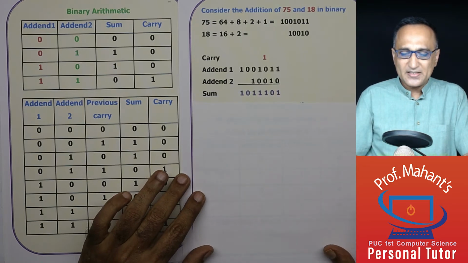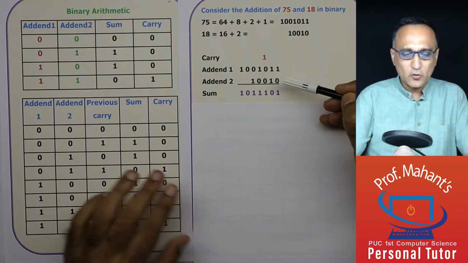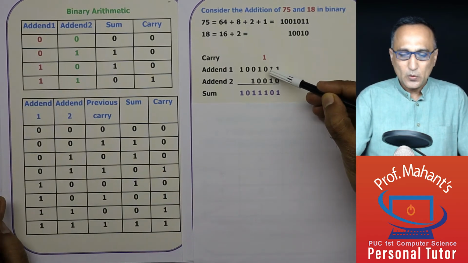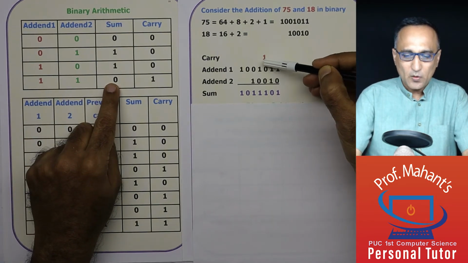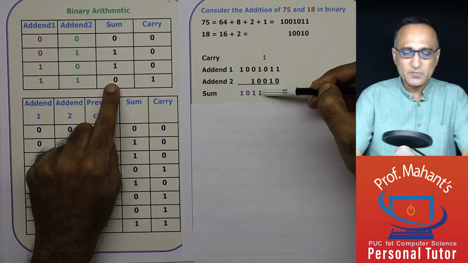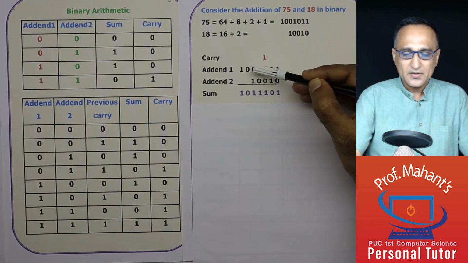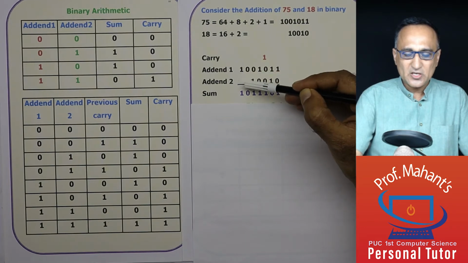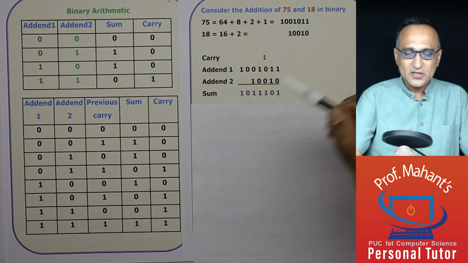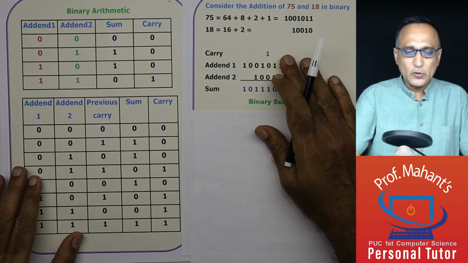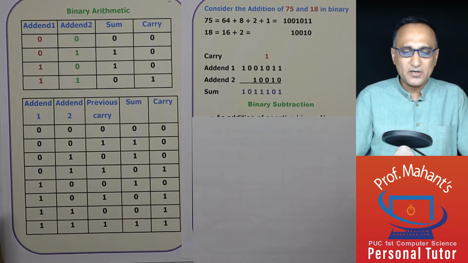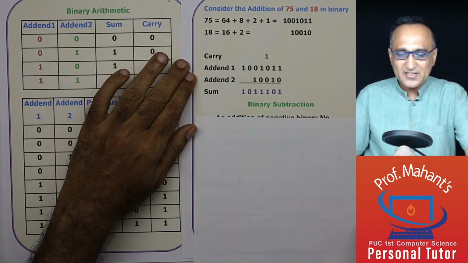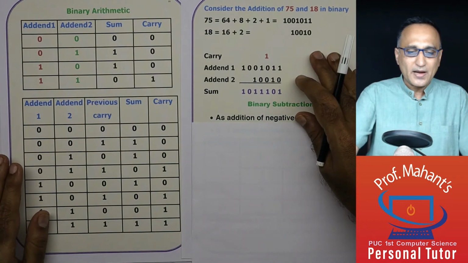So let's try to take a look at the simple logic. 1 plus 0, okay, is 1. 1 plus 1, 0, but there's a carry of 1. Now 1 plus 0 is also going to just be 1. 1 plus 0, 1. 0 plus 1, 1. 0 plus 0, 0. 1 plus 0, 1. So this is the number. If you convert this binary into an equivalent decimal number, you will get whatever is the result of 75 plus 18.